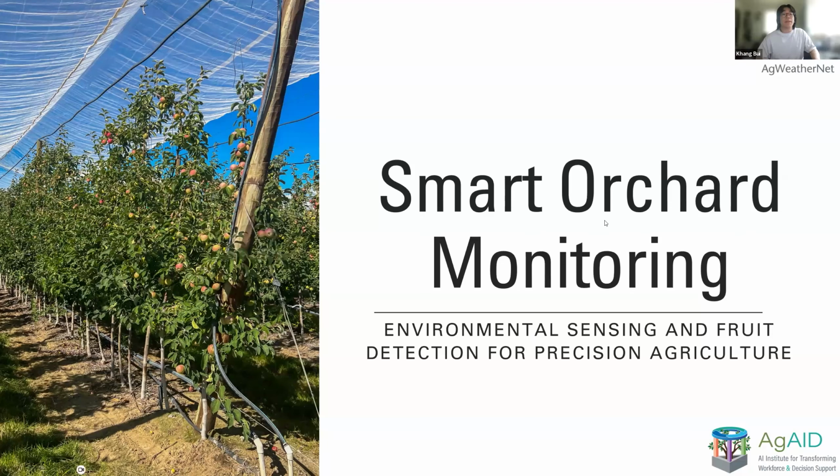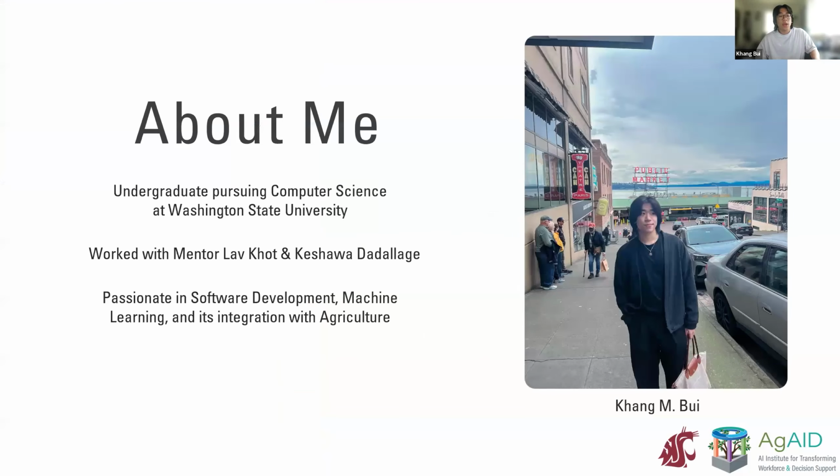Hello, everyone. My name is Khang, and I'm an undergrad computer science student at Washington State University. Today, I'll be sharing the work I've done during my internship with Agite, focusing on two systems we developed for smart orchard monitoring. One that monitors the environment for frost risk, and another that analyzes fruit health using vision and thermal sensing.